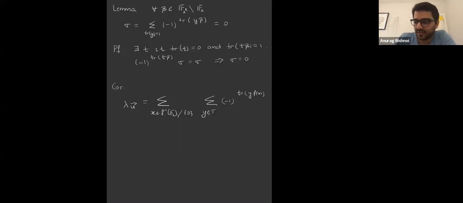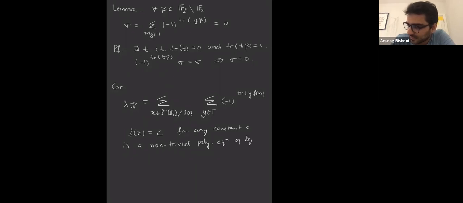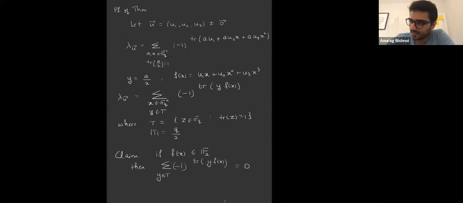Now, if you just take the absolute value and observe how many terms there are in the outer sum. Remember that f of x equal to c, for any constant c, is a non-zero, non-trivial polynomial equation of degree at most 3, right? Our f of x was this.